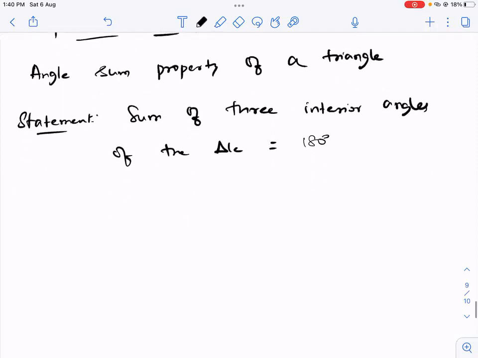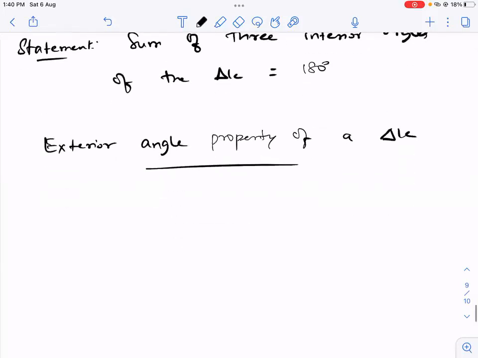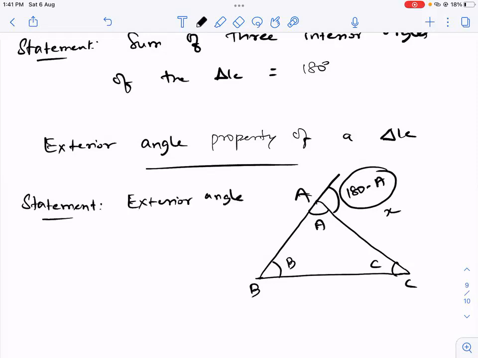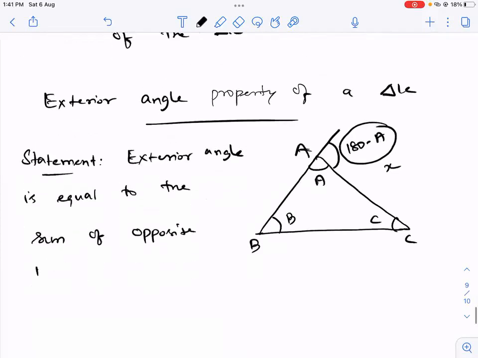Right. So there is another property called the exterior angle property of a triangle. So what does it state? Any idea? So if I have a triangle where one of these sides is extended. Okay, let me say this is A, B, and C. If this angle is A, then how much is this angle? 180 minus A. For example, this 180 minus A, I'm calling it X. If this angle is B and this angle is C, then the statement goes like this. Statement is exterior angle is equal to the sum of opposite interior angles.